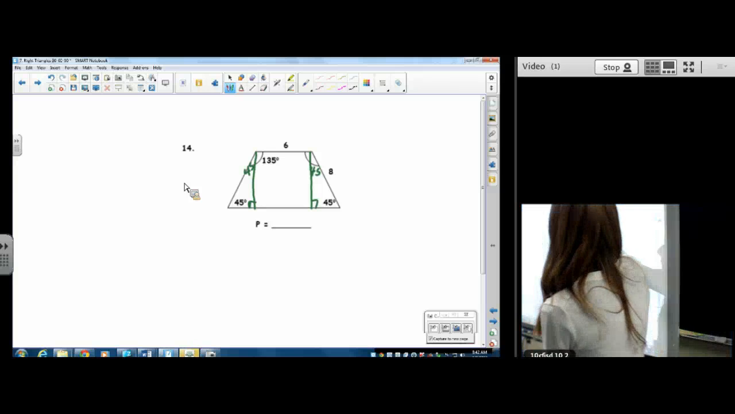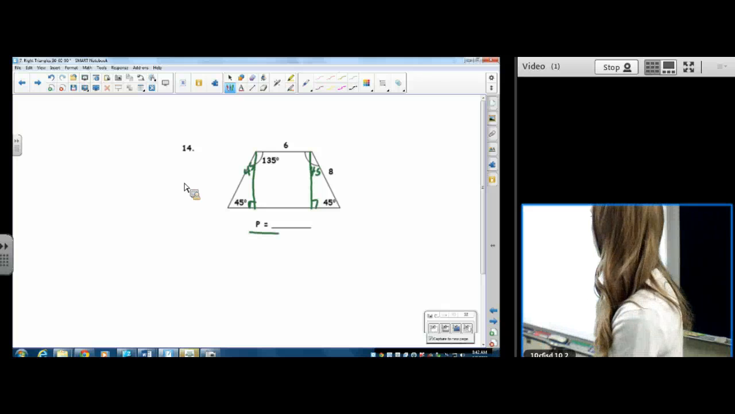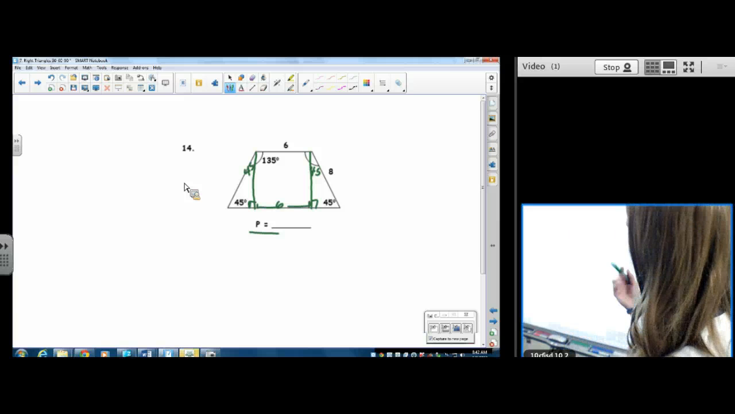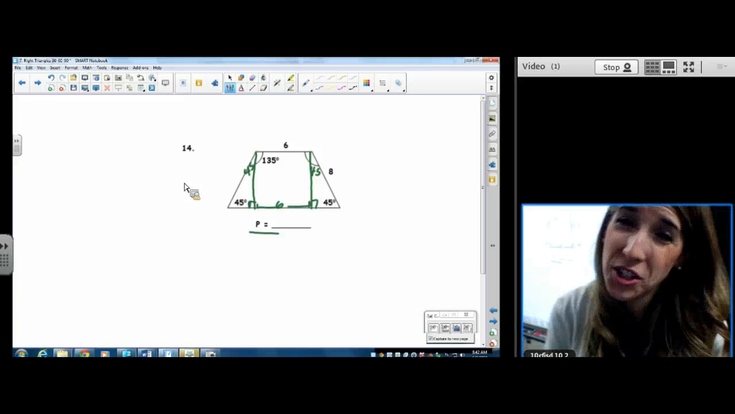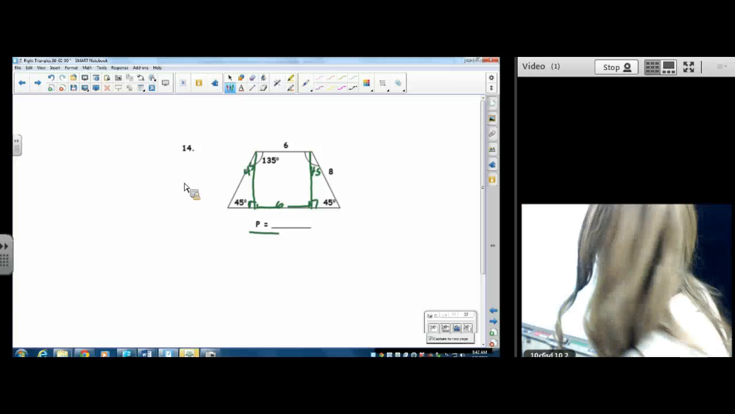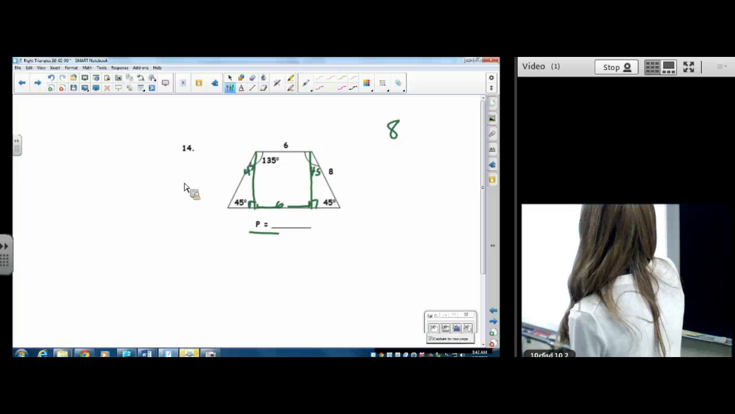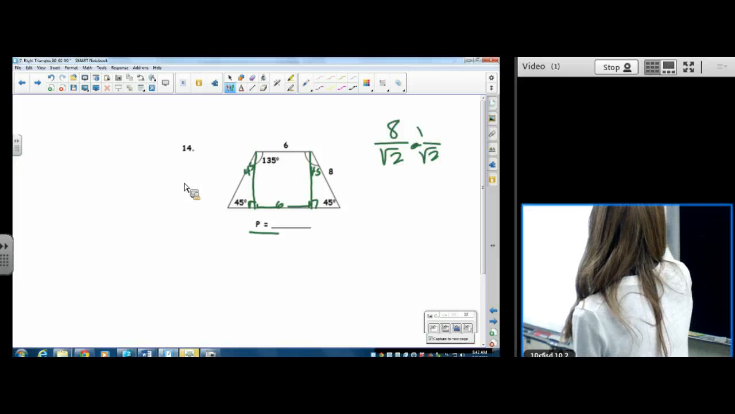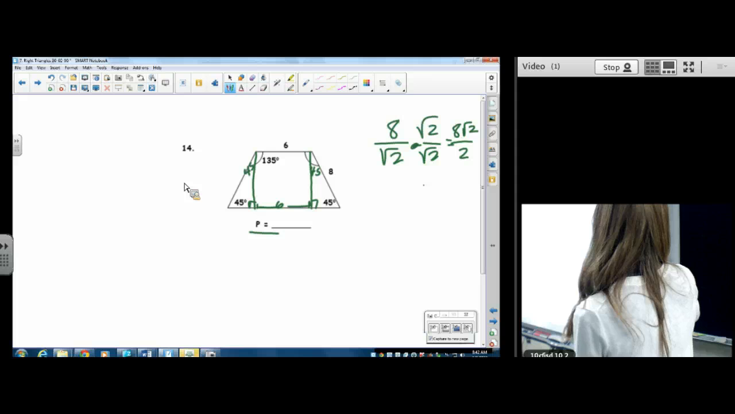Okay, so what can we do here? Let's see. We want to find P. P stands for the perimeter. We know this is 6 from here to here because we're just looking above. Now we need to work with this triangle. Unfortunately, that doesn't say 8 root 2. It just says 8. So we are going to have to take 8. We're trying to find a leg. We're going to have to divide it by root 2. So we're going to rationalize our denominator. 8 root 2 over 2. Oh my goodness. It's 4 root 2.